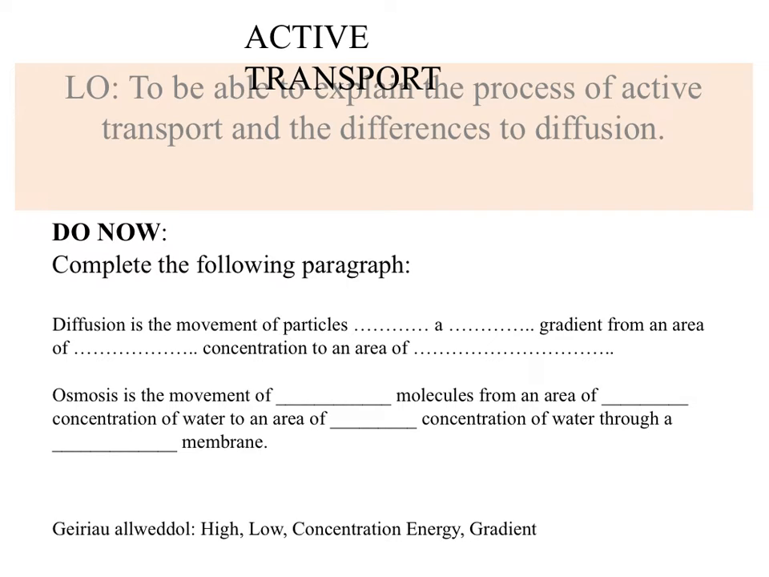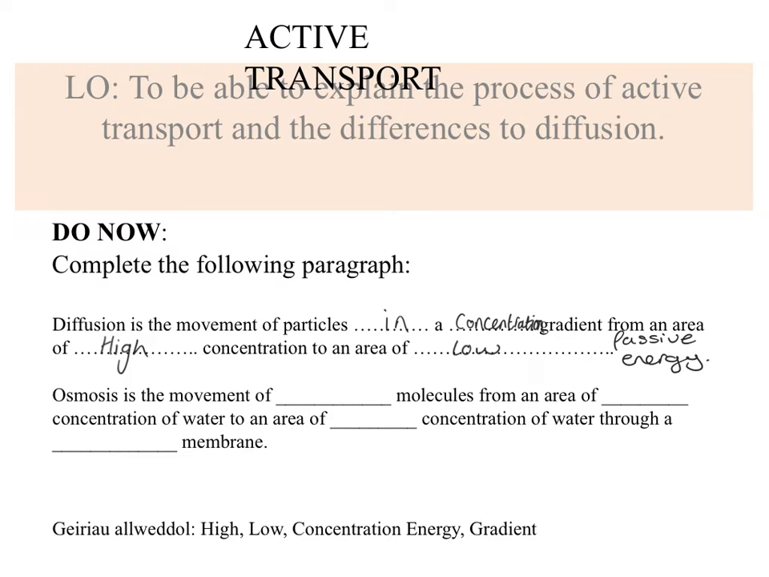So, diffusion is the movement of particles down a concentration gradient, from an area of high concentration to low concentration. It's a passive process, it doesn't require energy.